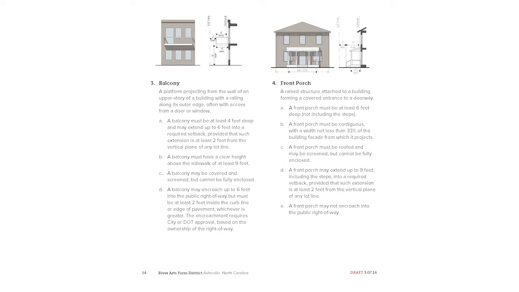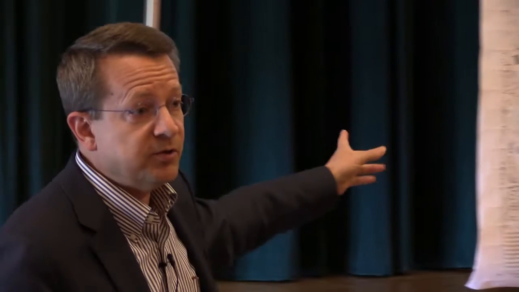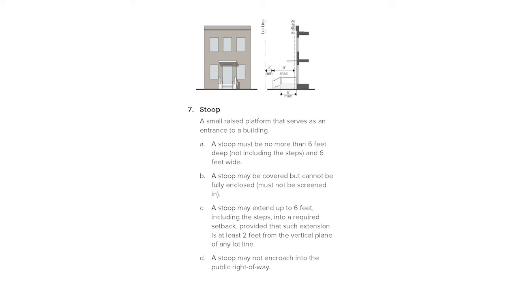And so there's some nominal standards in here for those, balconies, porches, and for the two types of raised entries that will be necessary when you're dealing with the flood zone. So some of those raised entries will be internal, and therefore the bottom has to either be flood-proofed or breakaway construction, and some will be external stairs. So we'll have a set of rules that go with each of those. And finally, stoops for those residential properties.